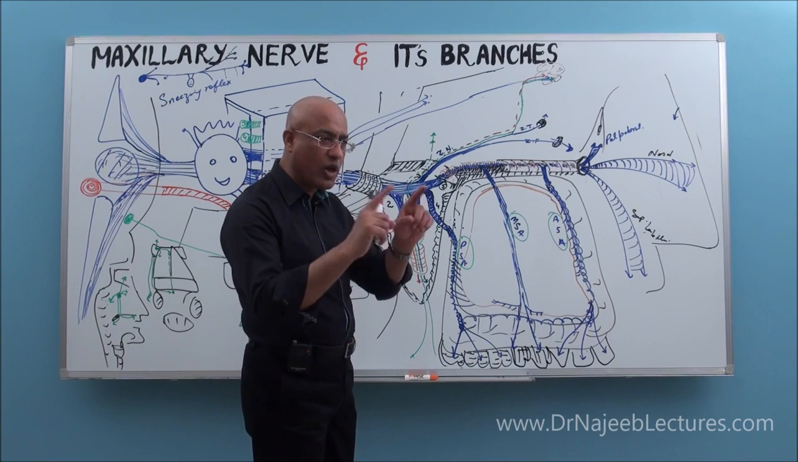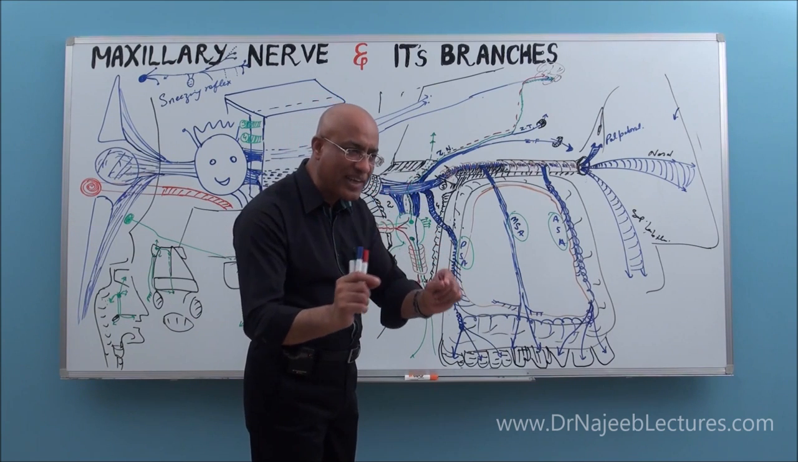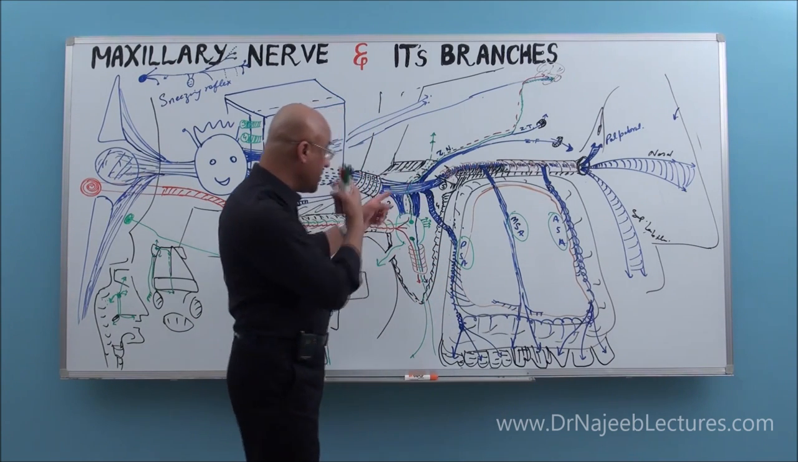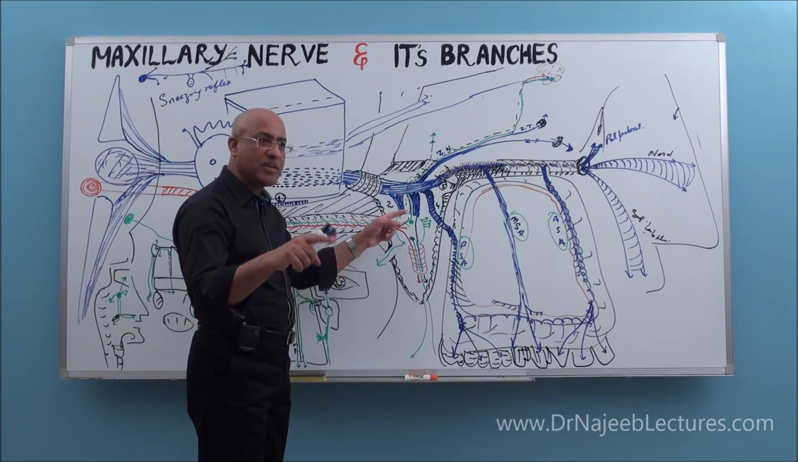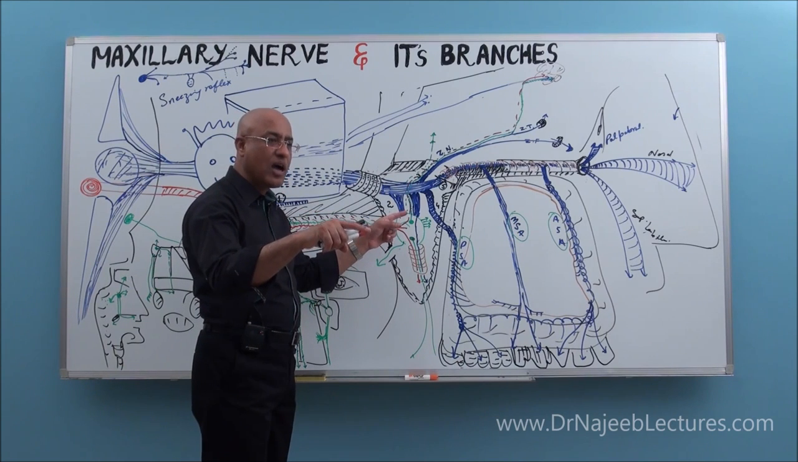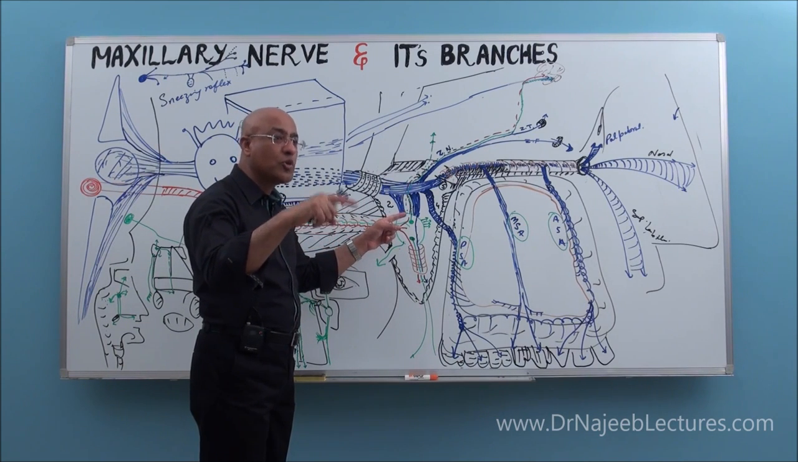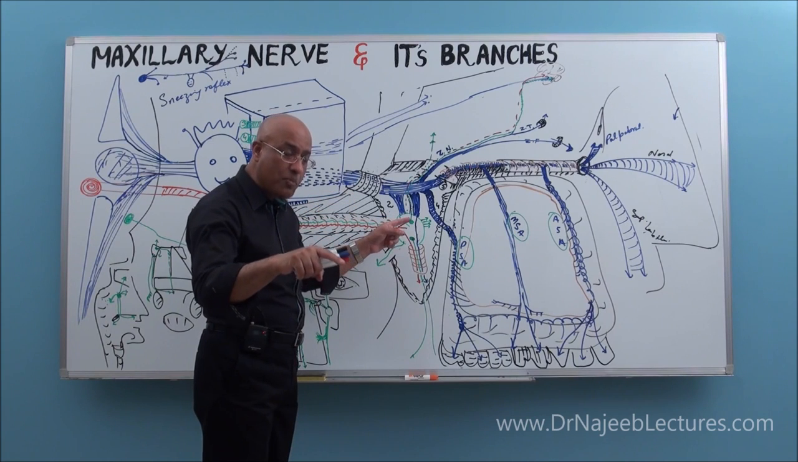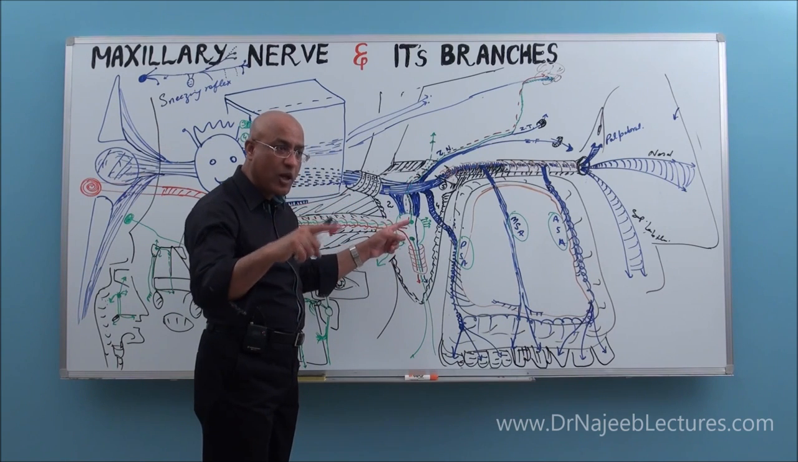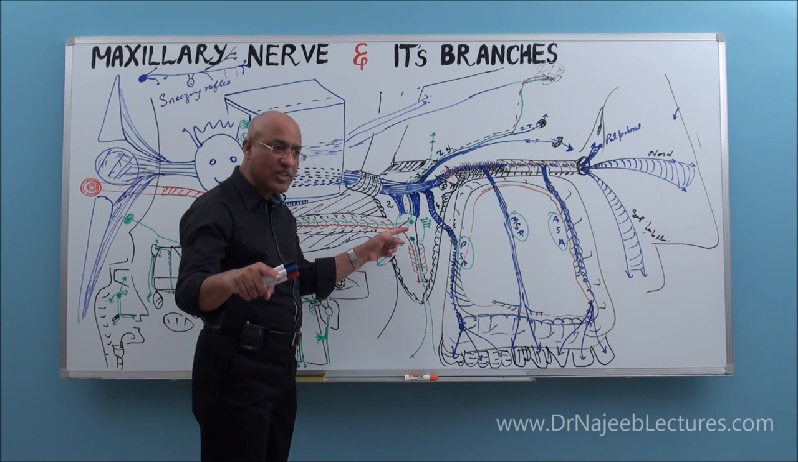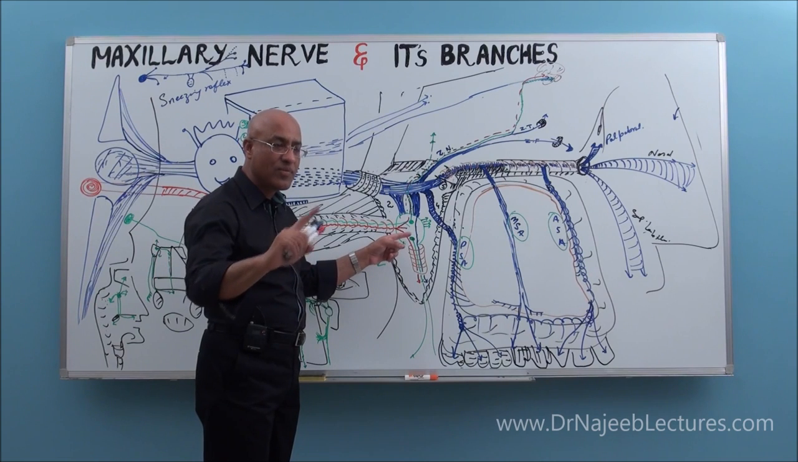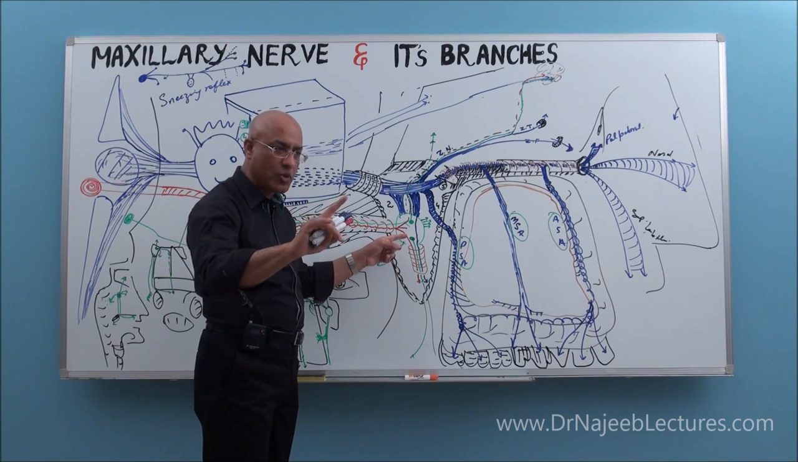All these branches are called indirect ganglionic branches of maxillary nerve as well. Is that right? Either you call them just branches of pterygopalatine ganglion, but because they have maxillary nerve fibers, they can be considered indirect branches of maxillary nerve through the ganglion, passing to their destination through ganglionic branches without synapsing in the ganglion. Any question? No, sir. There's no question.